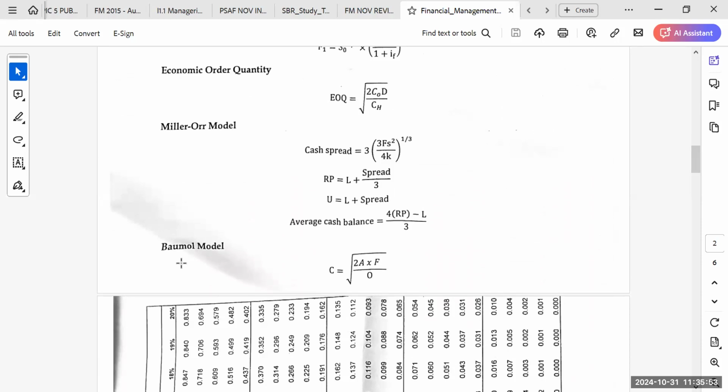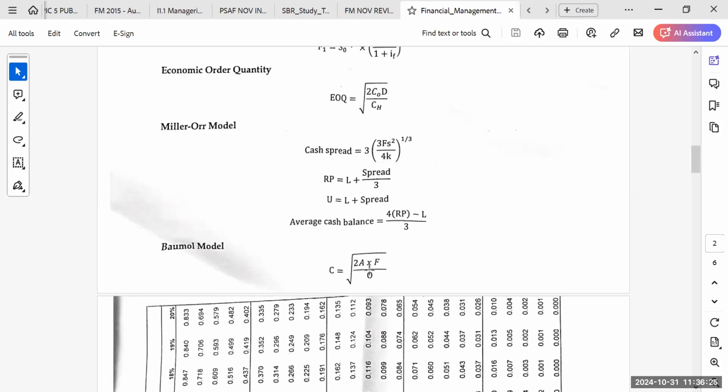Yes, sir. You can see that it's different from what you have been using. But the C over here is just the cash size. The A over here is just the annual cash demand. Then the F is the transaction cost. The O over here is the opportunity cost of holding that particular cash. So if you see over here, it's the same thing.